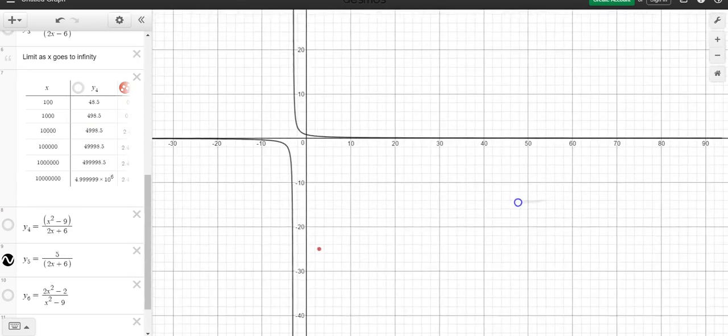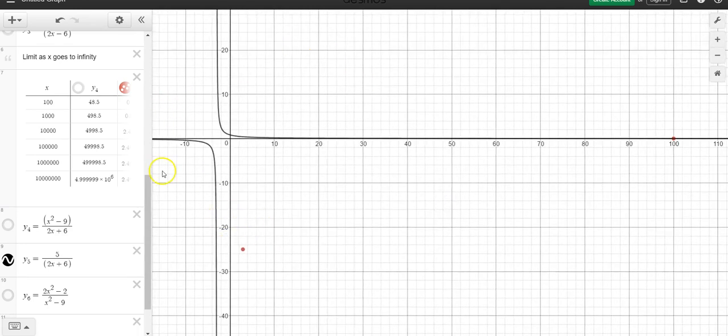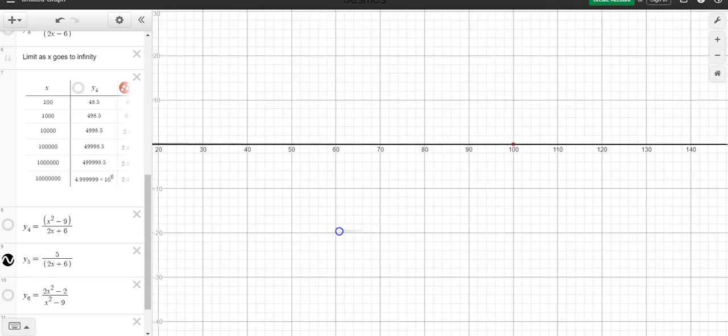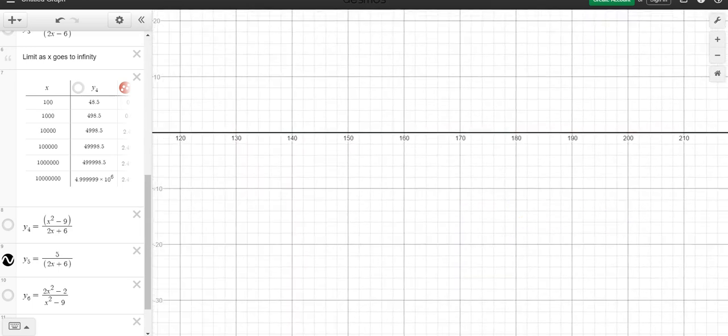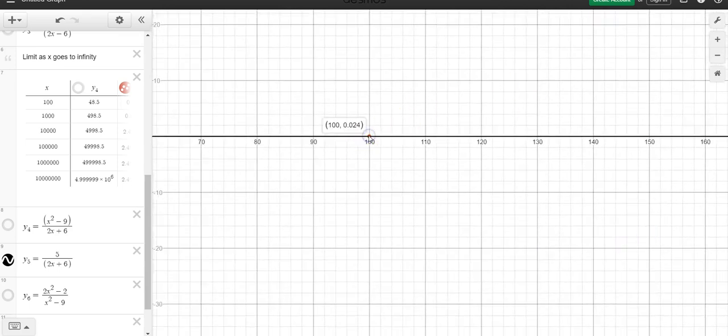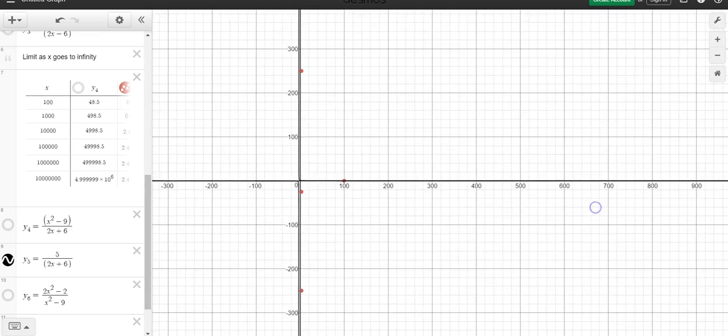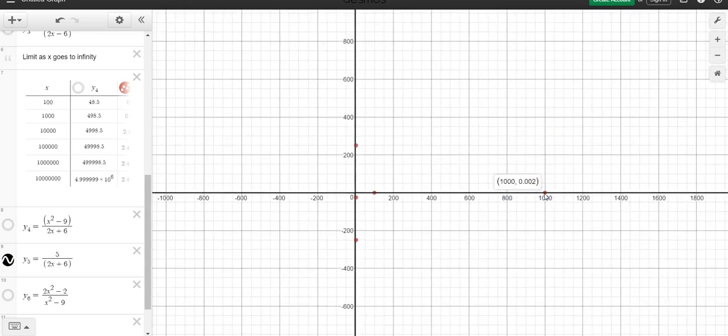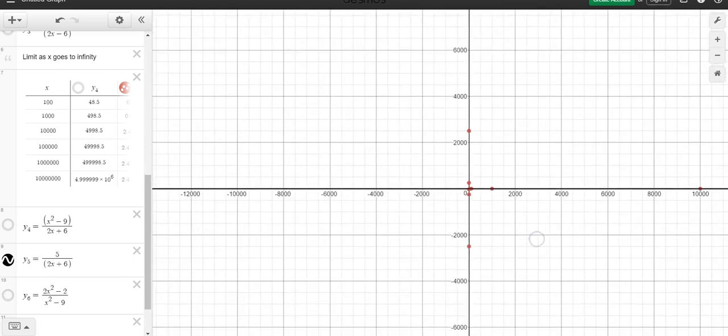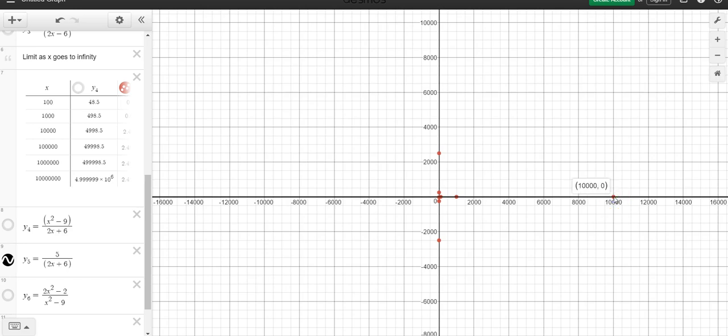If we look at the graph, we can see this happening. As x gets bigger and bigger, what's happening to y? So let's look at, let's grab there. If x is 100, y is 0.0024. If x is 500, y is 0.0005. If x is 1,000, y is 0.0002. If x is 10,000, basically rounds to 0. Not exactly 0, but it's getting really, really, really close.